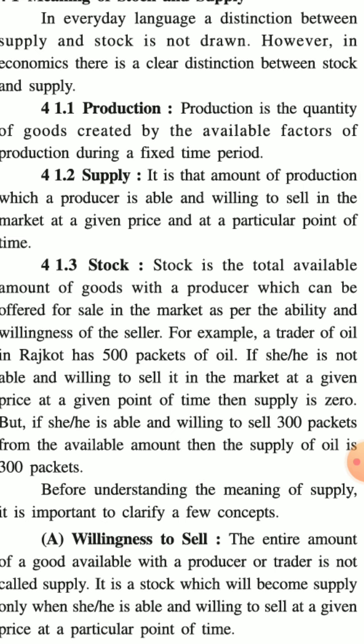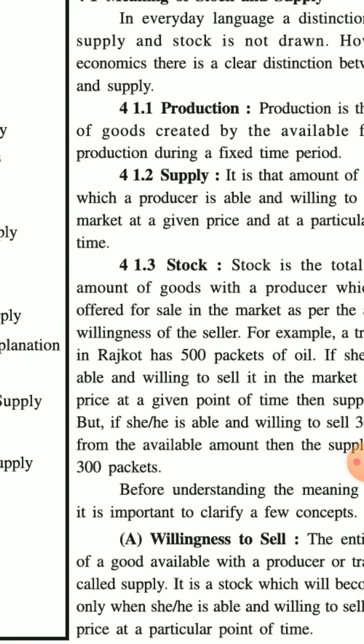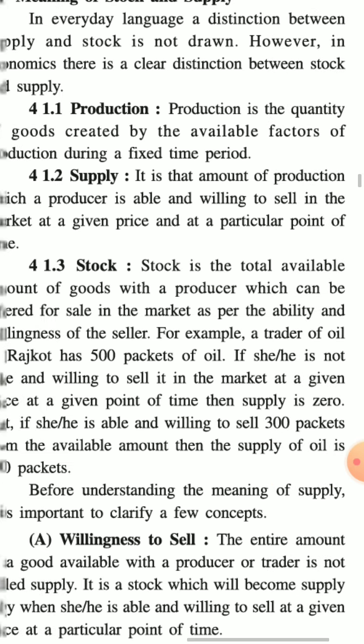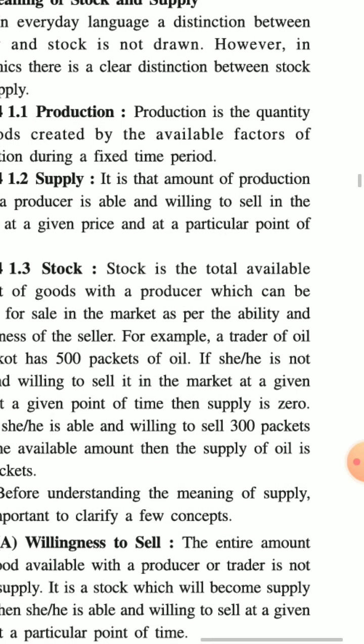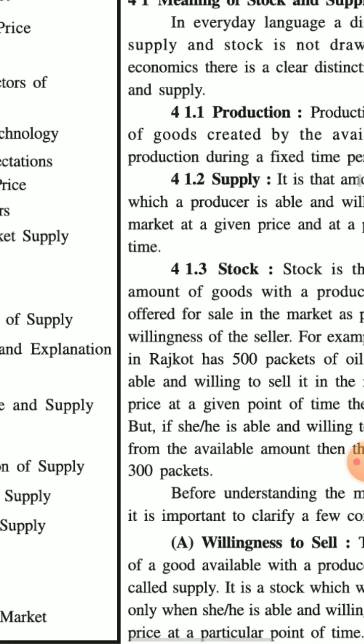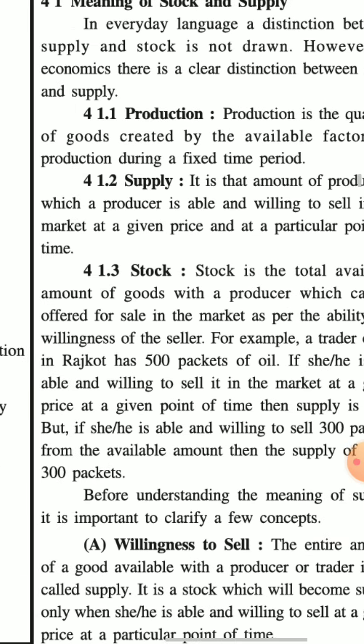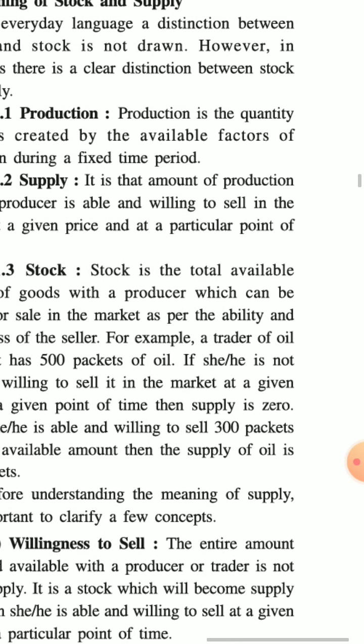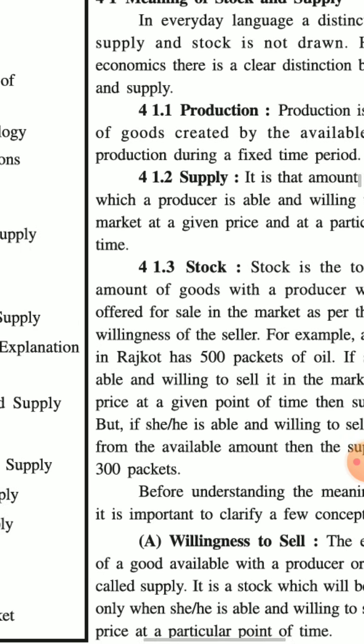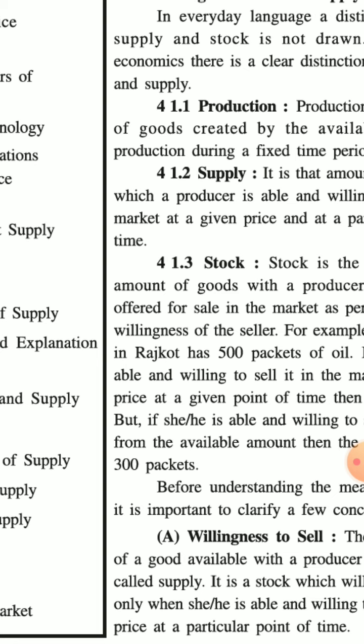Stock is the total available amount of goods with the producer which can be offered for sale in the market as per the ability and the willingness of the seller. He will always have the stock. He is not going to sell out everything. As per his willingness and ability, seeing the price in the market, he will bring out that stock. For example, a trader of Rajkot has 500 packets of oil. If he is not able and willing to sell in the market at a given price at a given time, then the supply becomes zero. Everything will remain in the stock.